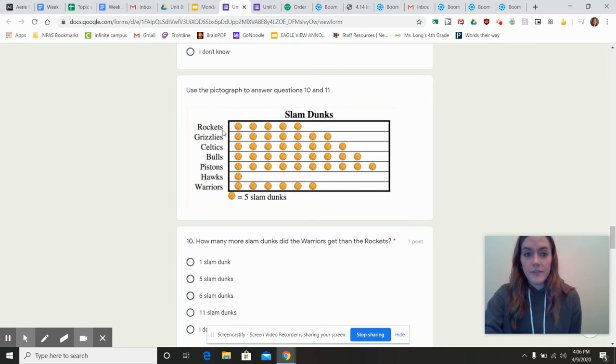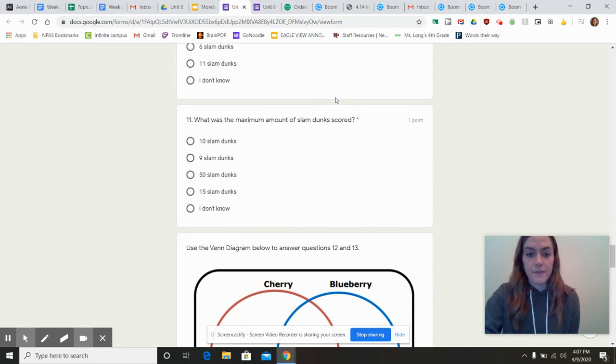Here we have a pictograph. So that's when they use pictures of things to create a graph. So this is certain basketball teams and how many slam dunks that they made, and each basketball is 5 slam dunks. So it represents 5 of them. So you're going to answer questions 10 and 11 based on that pictograph.